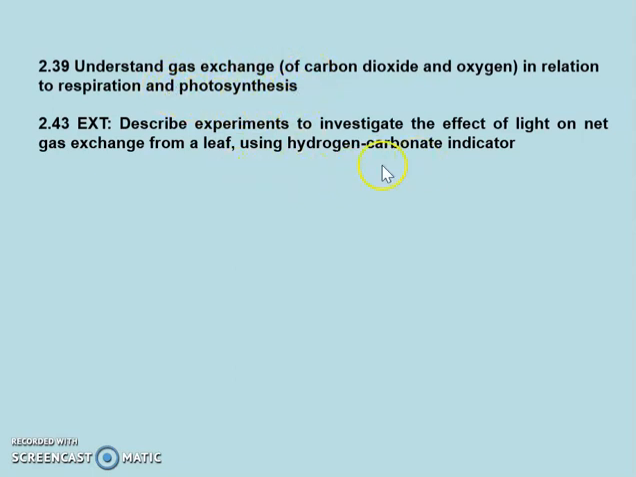But what this is talking about here is the net effect. Okay, the overall effect of the gas exchange of carbon dioxide and oxygen in relation to respiration and photosynthesis. So we need to think about if respiration is going faster than photosynthesis, what's the balance of the gases there? And then the same thing, if photosynthesis is happening at a faster rate than respiration, what's going on?